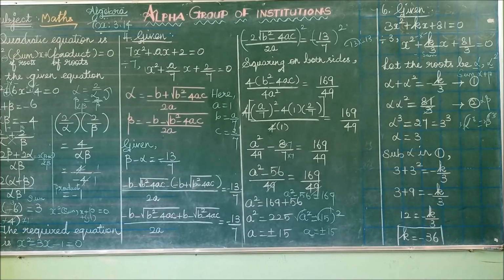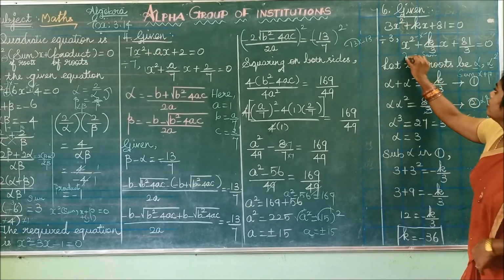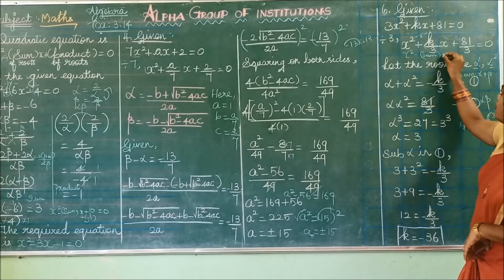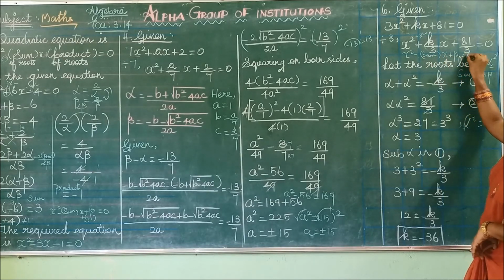So listen carefully. What is your sixth problem? If one root of the equation 3x squared plus kx plus 81 which is equal to 0 is the square of the other, take one root as alpha and other root as alpha square. So write the equation first. 3x squared plus kx plus 81 which is equal to 0. Divided with 3 you get the equation x squared plus k by 3 x plus 81 by 3 which is equal to 0. So comparing to the general term x squared minus sum of the roots into x plus product of the roots which is equal to 0.